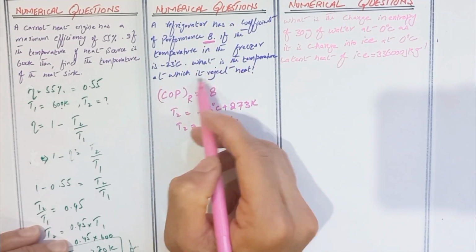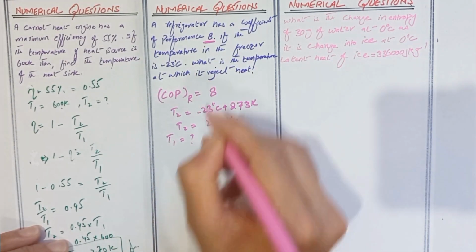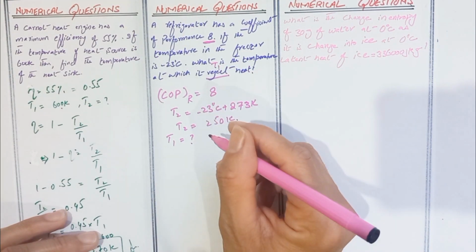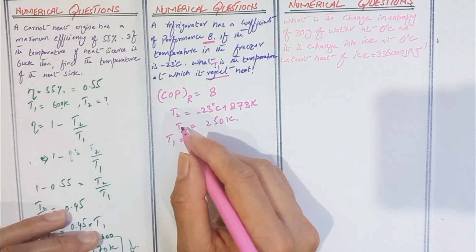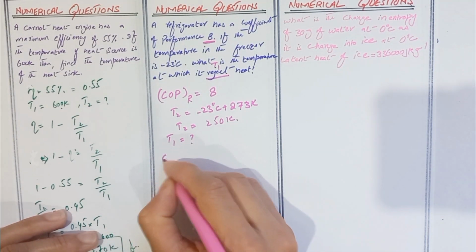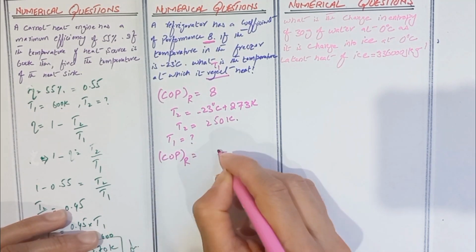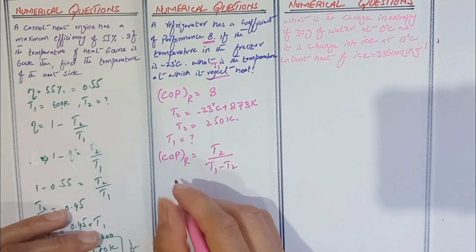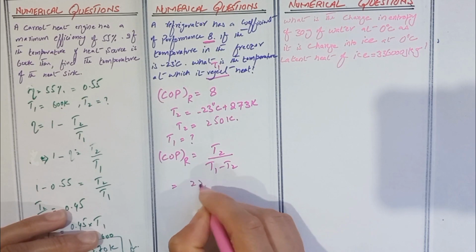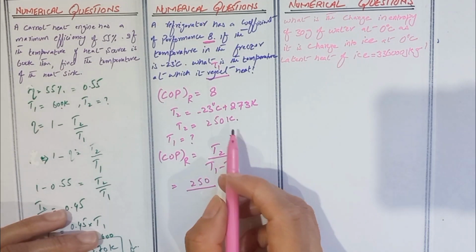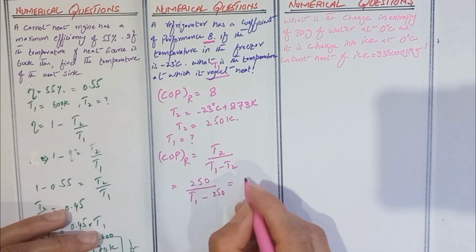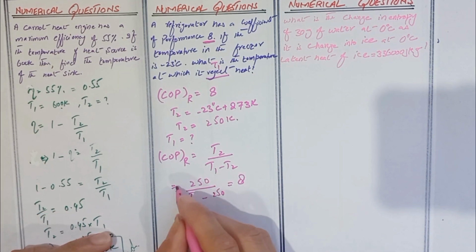So what is the temperature at which the heat is rejected? We find the reject heat temperature T1. Here the coefficient of performance formula of the refrigerator is T2 over T1 minus T2. So T2 is equal to 250. We have to find T1. T2 is 250. Coefficient of performance is equal to 8.